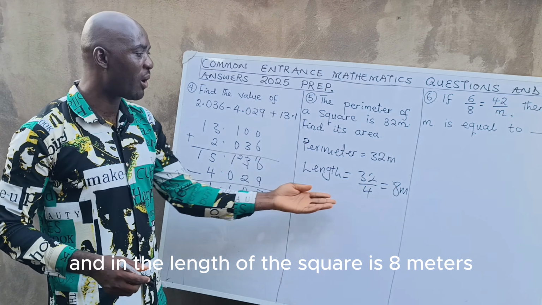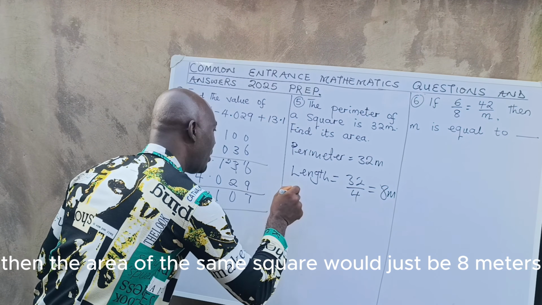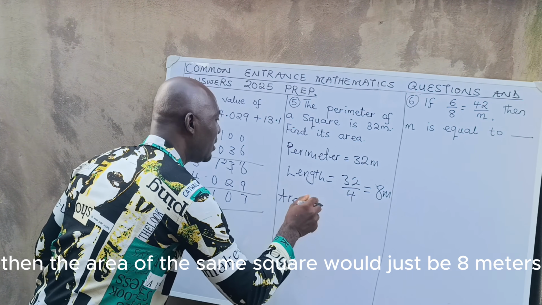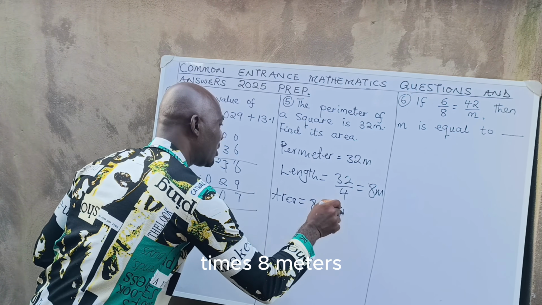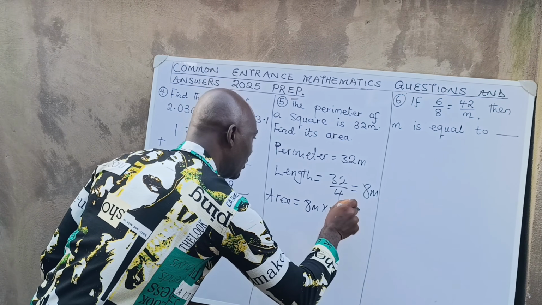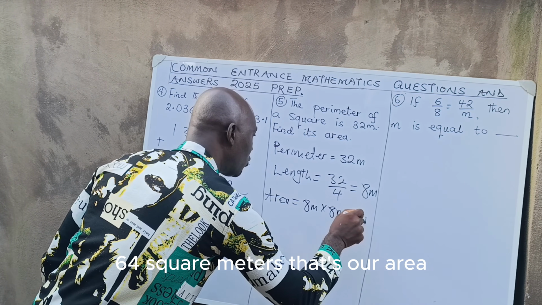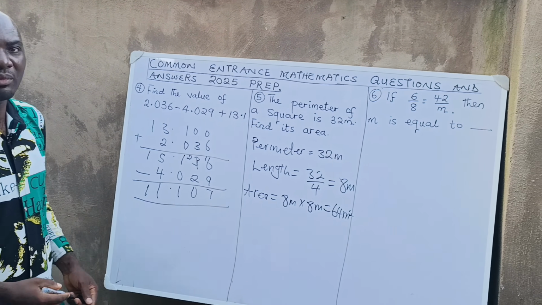And if the length of a square is 8 meters, then the area of the same square would just be 8 meters times 8 meters. And that equals 64 square meters. That's our area.